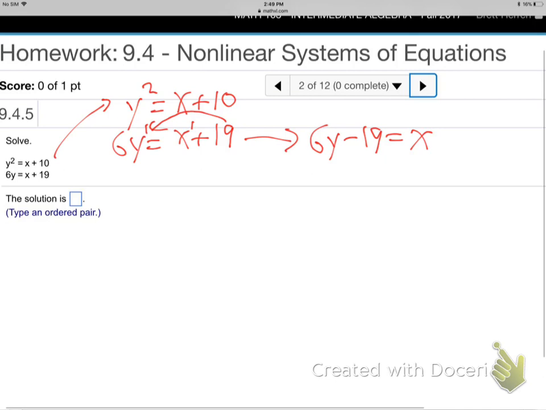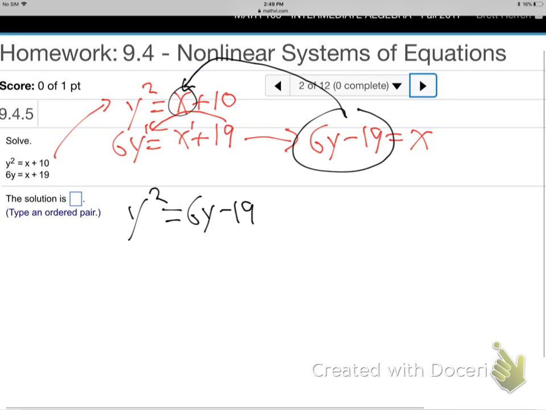Is it making sense? And then bring the top. Now what do you have to do with that? Take that and plug it in right there, right in this slot. You always plug into the other equation, don't you? Plug into the other equation. So that would be y squared equals x, which is 6y minus 19, plus 10. Is that good? We see what I did there? See how this used to be the x, but now it's the 6y minus 19 that we plugged in?